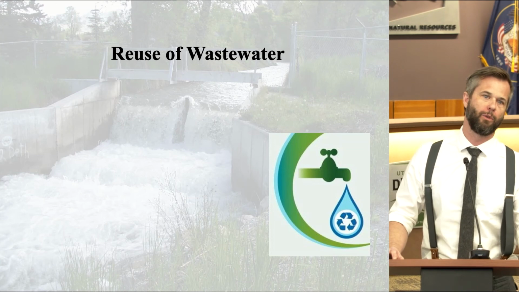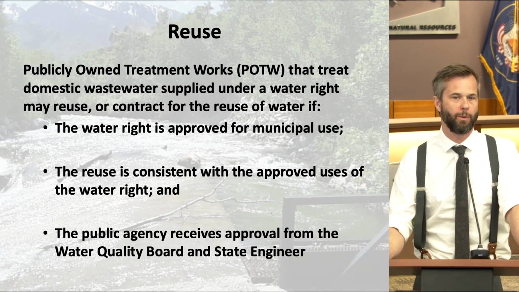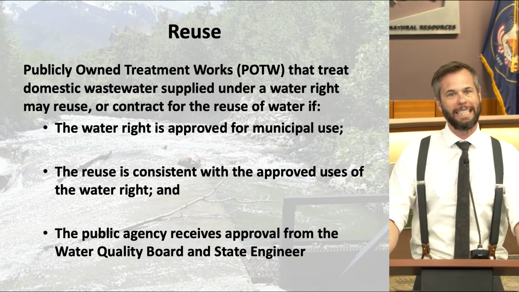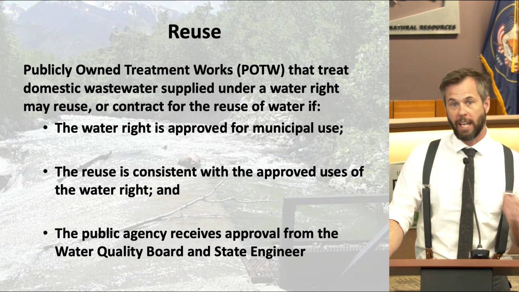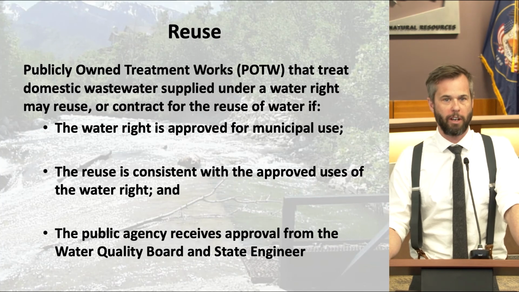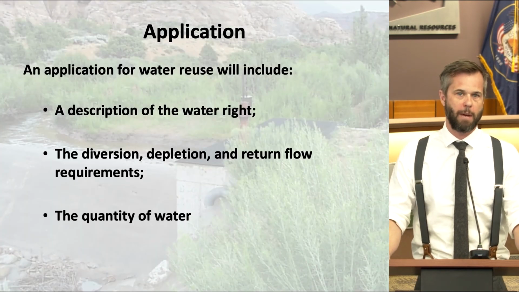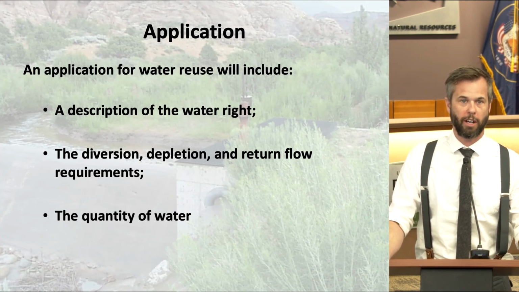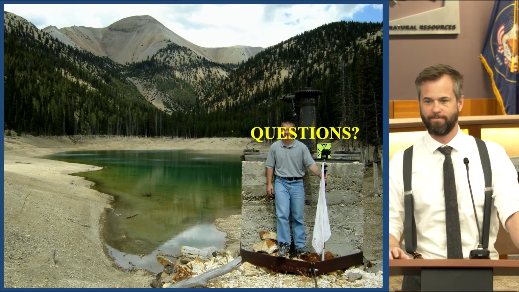So the next subject will be reuse of wastewater. That's kind of self-explanatory, but we'll go over it briefly. Publicly owned treatment works that treat water supplied under a valid water right can reuse water if the water right is approved for municipal use, the nature of reuse is consistent with the uses approved under that water right, and the public agency receives approval from the Water Quality Board and state engineer. The application for reuse will include a description of that underlying water right, an evaluation of the diversion, depletion, and return flow requirements, and the proposed quantity of water to be reused. That was it, short and sweet.